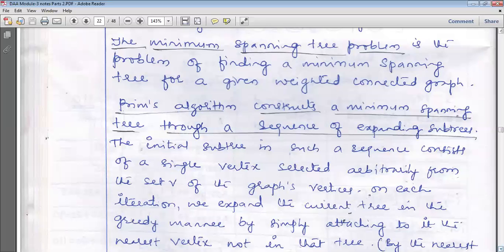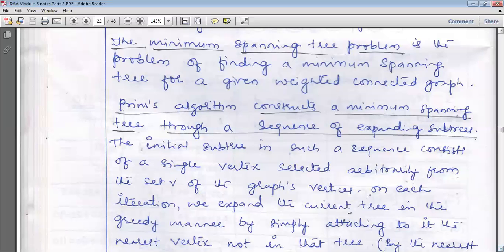Since this algorithm expands a tree by exactly one vertex on each iteration, every iteration it is going to add only one vertex. So the total number of such iterations is n minus 1, where n is the number of vertices in the graph. The tree generated by this algorithm will be made of the edges used for the tree expansion.